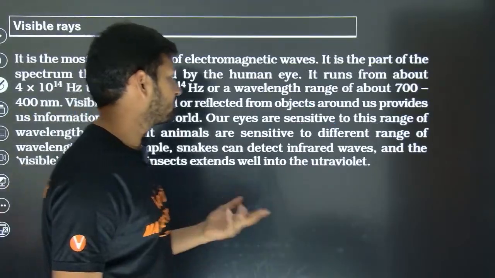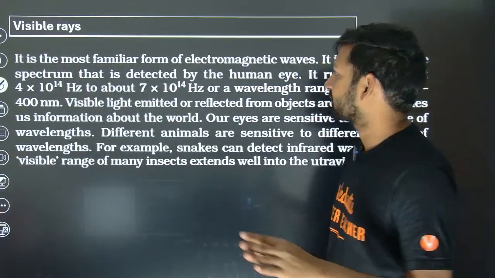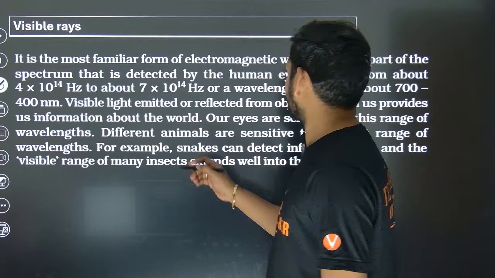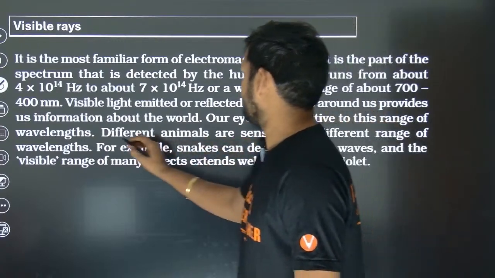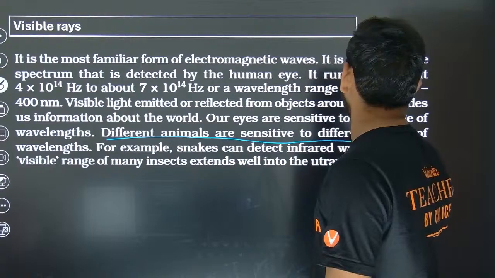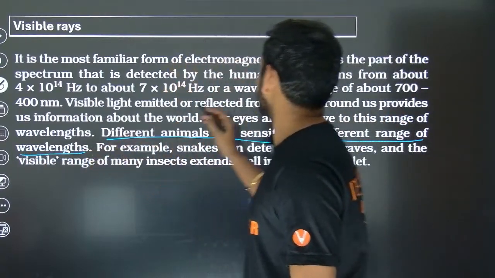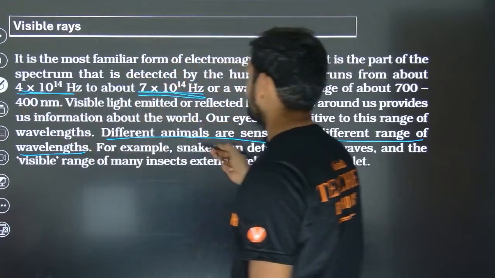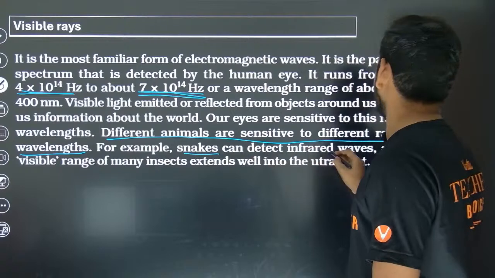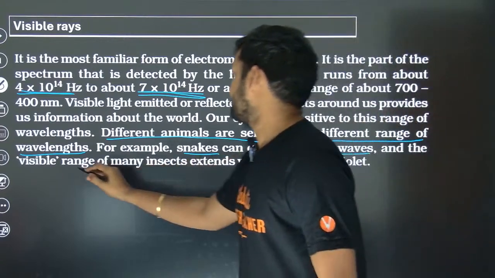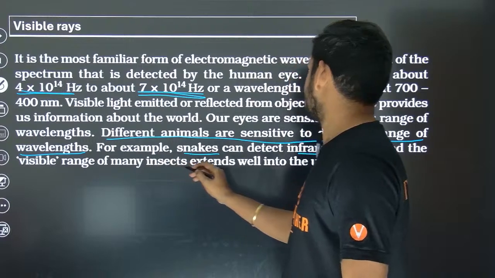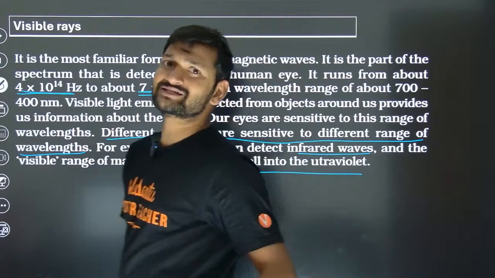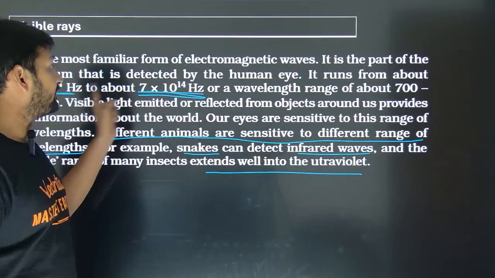Okay, now visible, I don't need to explain this much, right? This is the most familiar thing. Now, different animals are sensitive to different ranges of wavelengths. Humans are sensitive to these particular frequencies, which are called visible. But snakes can detect infrared waves, and the visible range of many insects extends well into the ultraviolet also. For humans, we detect these frequencies.